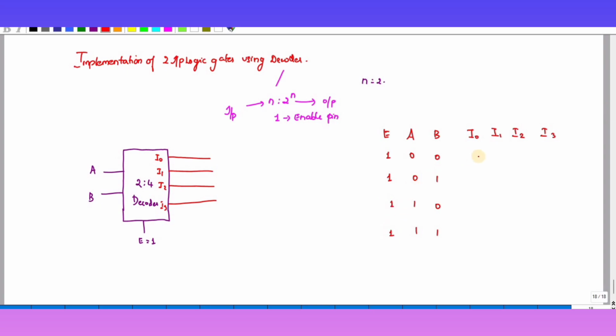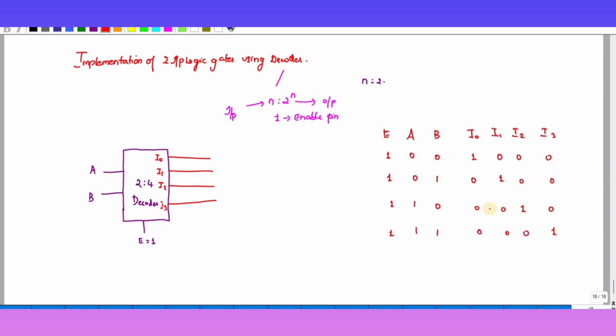So if that is the case, I0 should be equal to 1 for 0 0 input, and the rest of the values are 0. Likewise for 0 1, I1 should be 1, and the rest of the outputs are 0. For 1 0, I2 must be 1 and the rest of the outputs are 0. For 1 1, I3 is 1 and I0, I1, I2 are equal to 0.